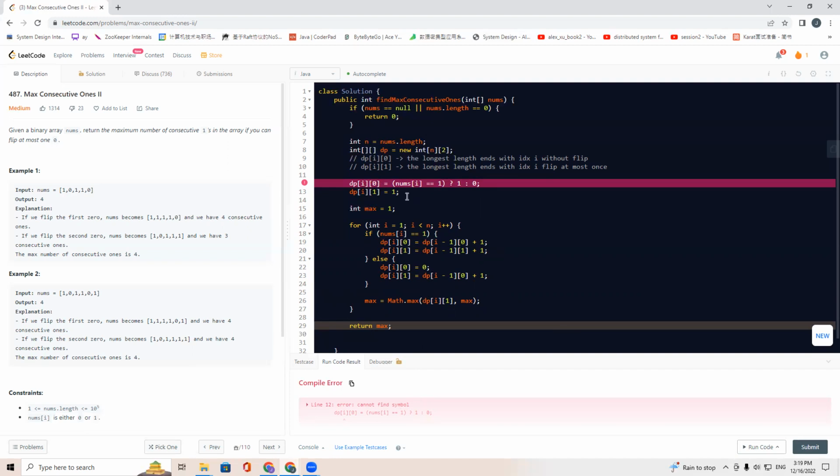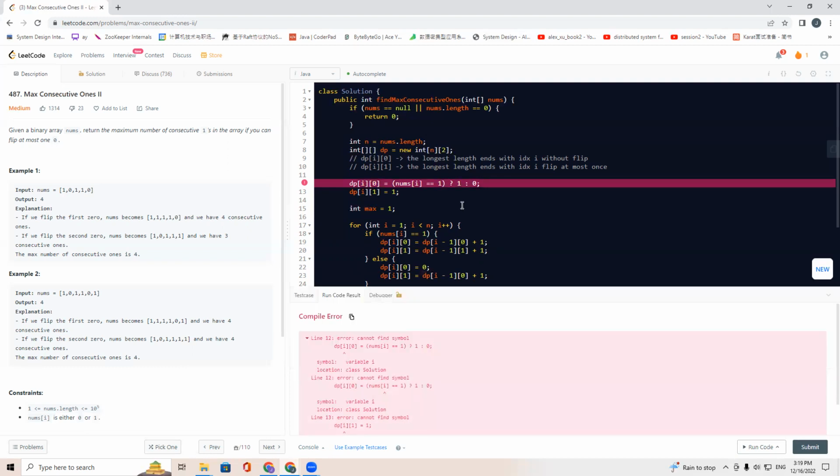dp[0] none. Cannot find symbol. Zero, right? And 1, 2. Zero, zero, sorry. Initial is 0.